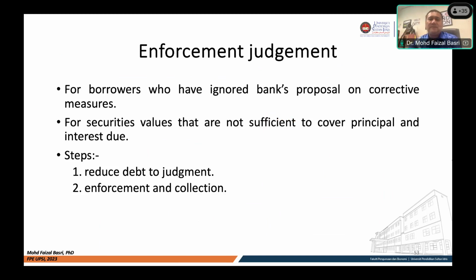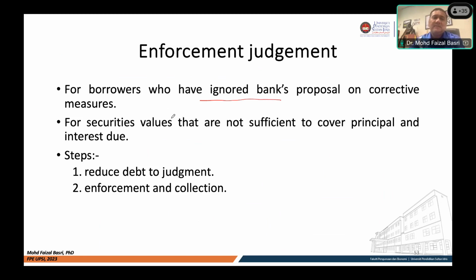Enforcement of judgment. So enforcement of judgment ni ada dua reason. Pertama, kalau ingat tadi CWA, kita dah reschedule kan, kita reschedule the payments and whatnot, we change the terms and conditions. However, there's a possibility that the borrower ignore. Kita dah buat agreement baru, tapi still borrower cannot repay. So we need to use the third factor lah, the enforcement judgment.